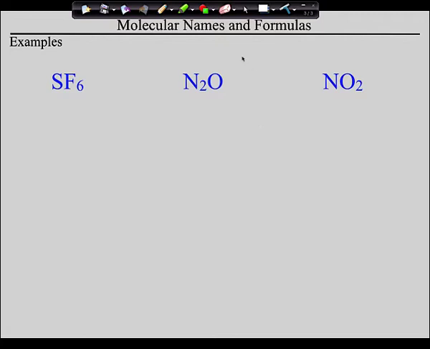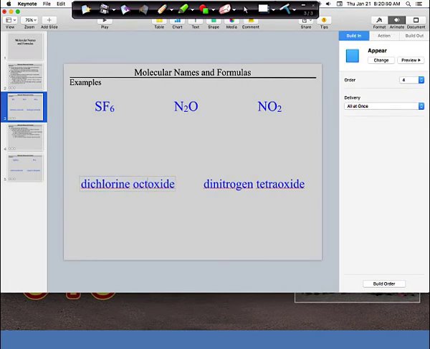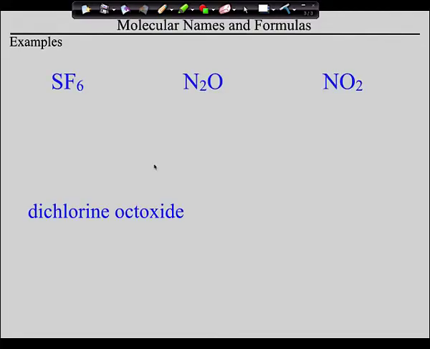You good? Okay, so guys, what about going the other direction? Dichlorine octoxide. It really couldn't get much easier than this. Chlorine, what does di mean? Two. Oxygen, what does oct mean? That's it.